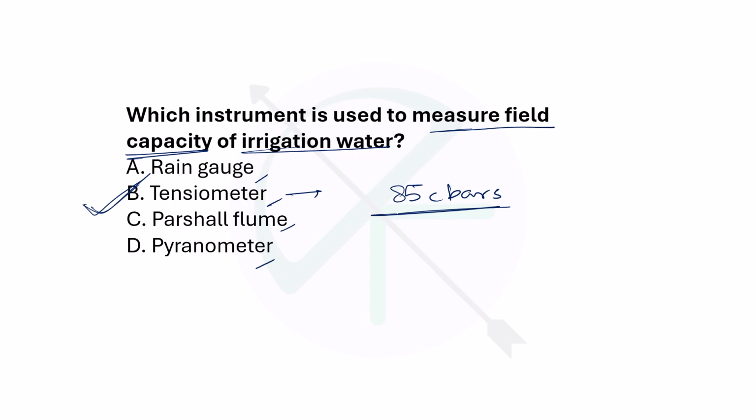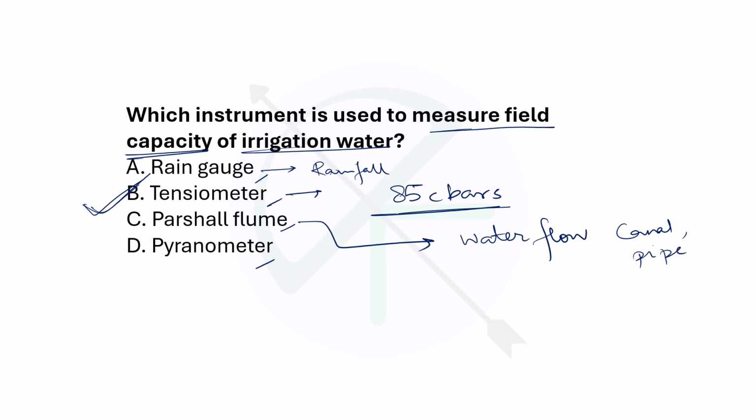So what does rain gauge measure? Rain gauge measures the amount of rainfall, okay? And what does partial flume measure? Partial flume measures the water flow from any canal, channel, or pipe, okay? So this is what partial flume is used for. It's basically an open channel flow metering device that is used to measure the flow of surface water and the irrigation flow.